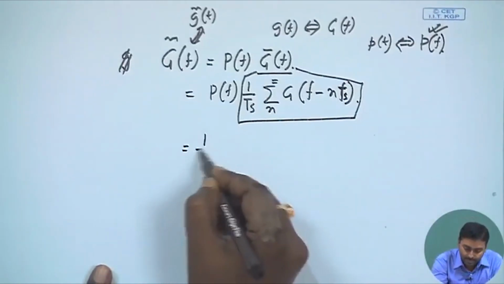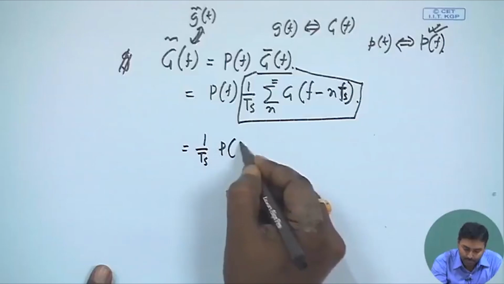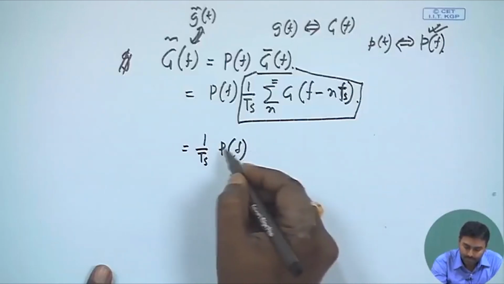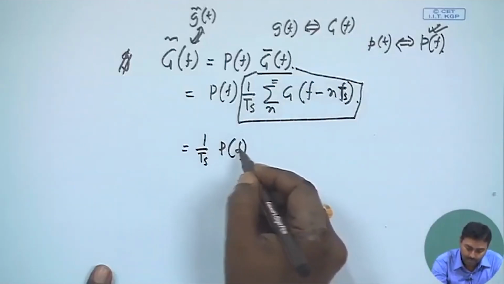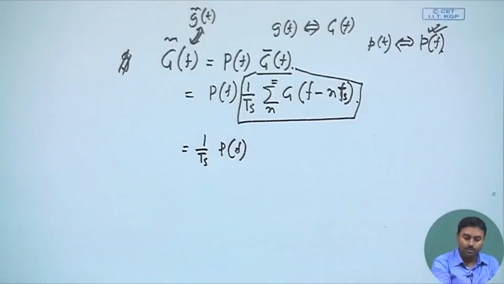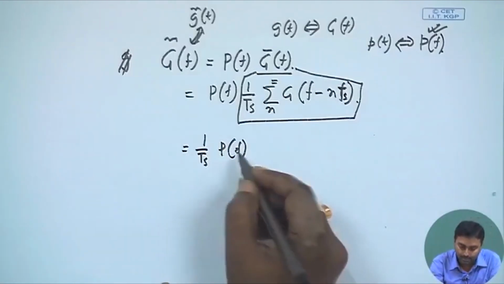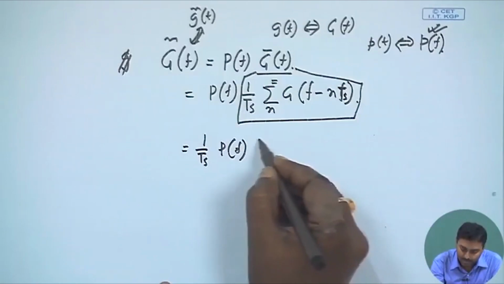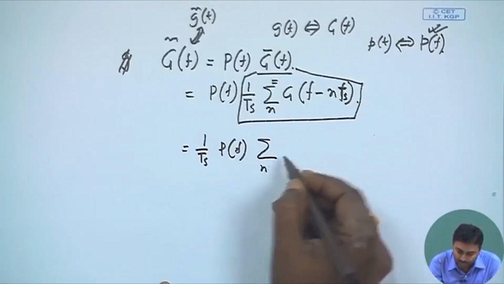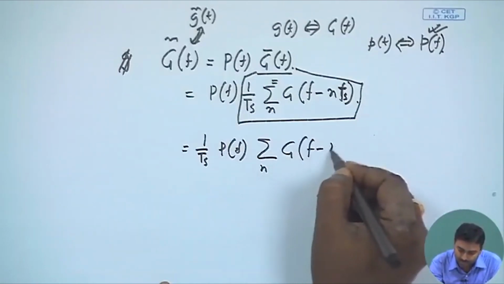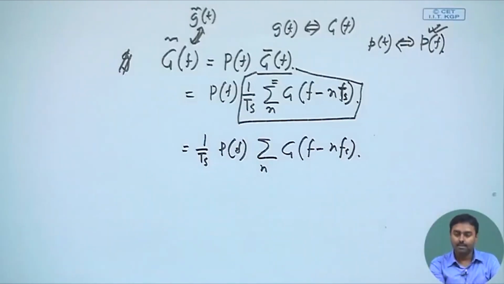So, basically what we get is 1 by Ts P(f). I can take P(f) inside, if that is something you wish, or otherwise I can keep P(f) over here. So, basically it is summation over n of G(f minus n fs), right. That is all that happens, whenever we have any arbitrary pulse.